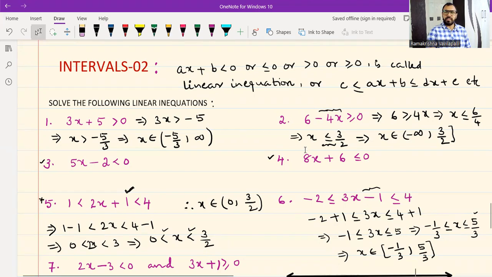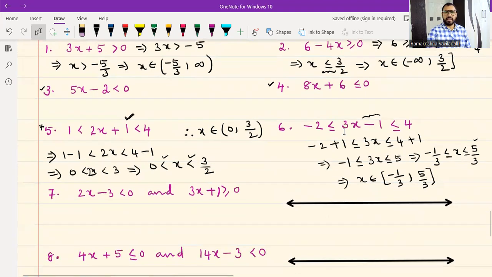So these are the solving of single linear inequations. Now, what happens when two or more inequations come? Here you see 2x minus 3 less than 0. So this implies 2x less than 3, sending minus 3 this side.